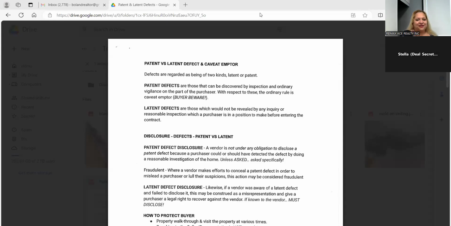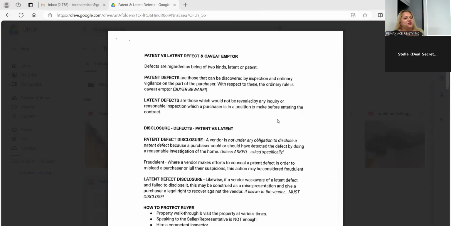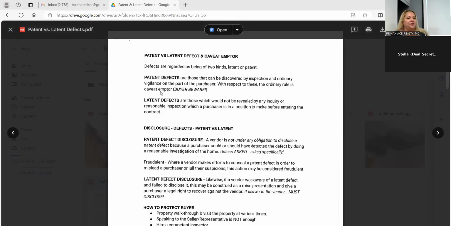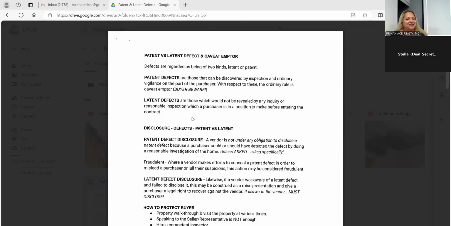Yeah, as opposed to what you can't. So defects are regarded as being two kinds, patent or latent. Patent are those that can be discovered by inspection or ordinary vigilance on the part of the purchaser. With respect to these, the rule is caveat emptor, buyer beware. But the latent defects are those which cannot be revealed by any inquiry or reasonable inspection.